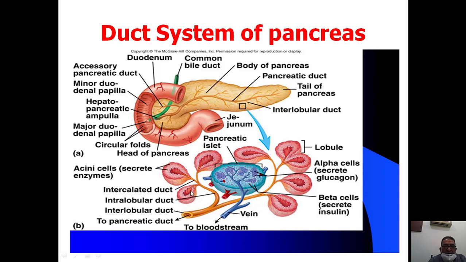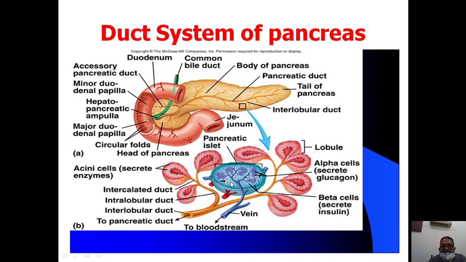From the centroacinar cell, the intercalated duct starts. From the intercalated duct, it becomes the intralobular duct, then the intralobular duct drains into the interlobular duct, then the main pancreatic duct. Now these are the lobules, and these lobules have multiple acini. Intercalated duct, centroacinar cell, intercalated duct, then intralobular, interlobular. So all these ducts ultimately drain into the main pancreatic duct.